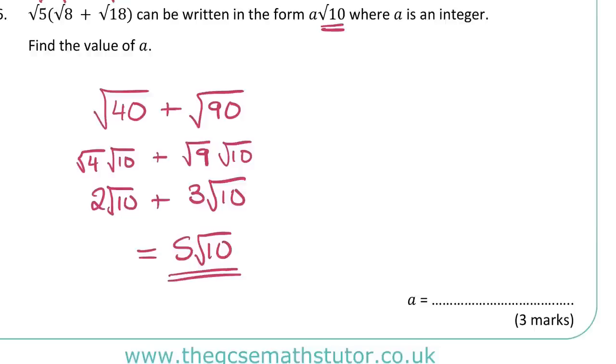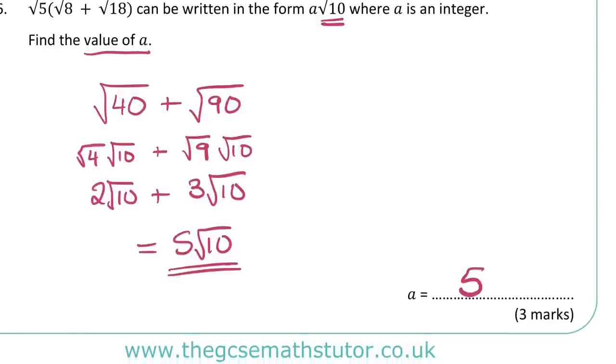And there we go, there's our final answer, 5√10. It wants us to know the value of a. Here, the value of a is the number in front of √10, so a is equal to 5. And there you go, a little bit of expanding with surds.